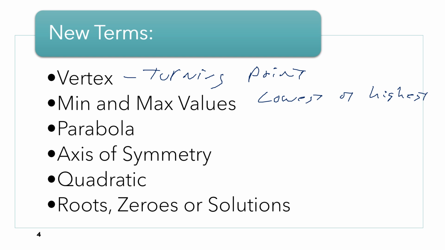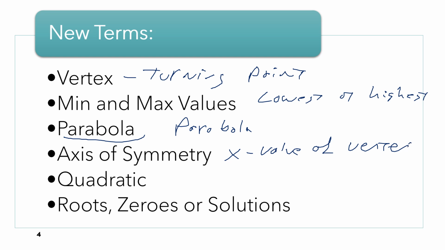You need to know the word parabola. Funny little thing is I'm not a good speller, so when I have to spell it, I always think parabola, but I know that's not right. It's parabola. Your axis of symmetry, this is the x value of the vertex. So the vertex is going to be a point on the graph. You need to know quadratic. That's your x squared function. So any function that is x squared or has an x squared in it is called a quadratic. Your x squared just by itself is your parent function.